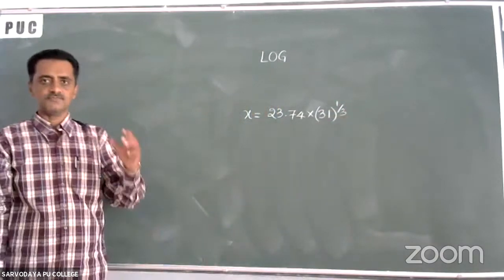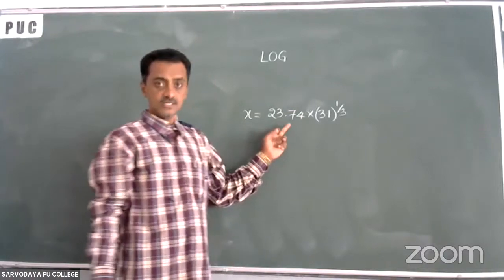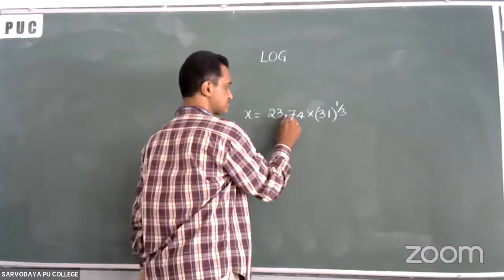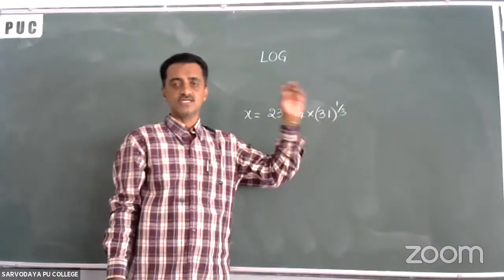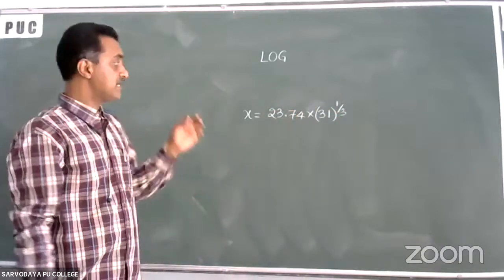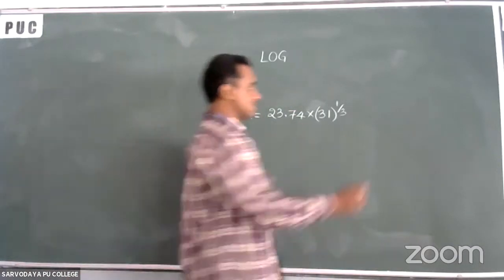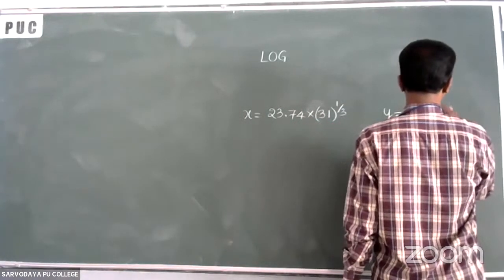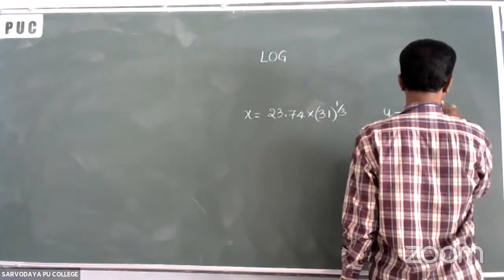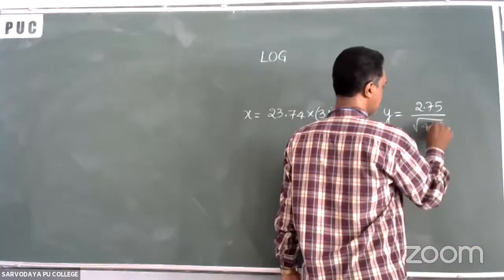See, if you have problems of this type, these are problems here. x is equal to 23.74 into 31 whole to the power of 1 by 3. It is difficult to multiply using the ordinary multiplication method. Another problem is y is equal to 2.75 divided by square root of 40.